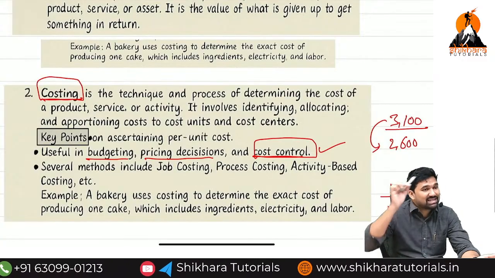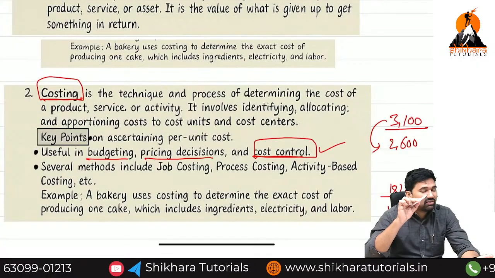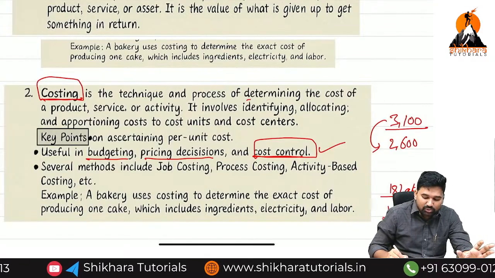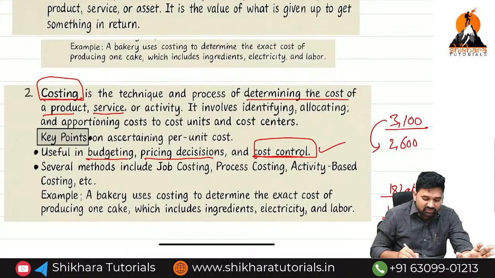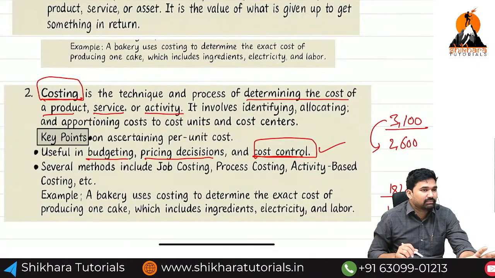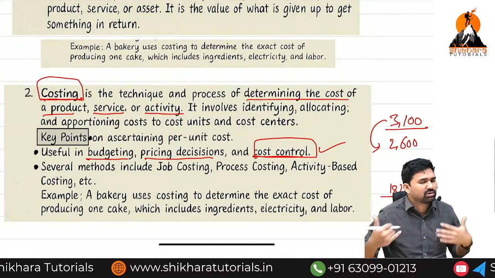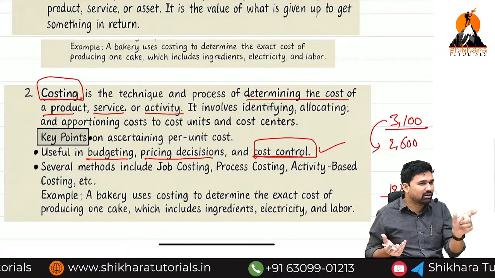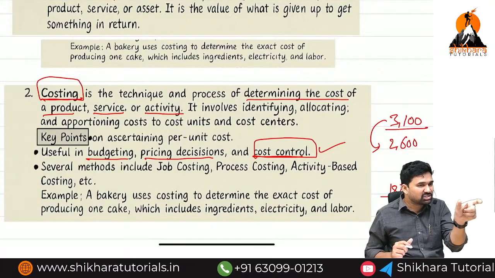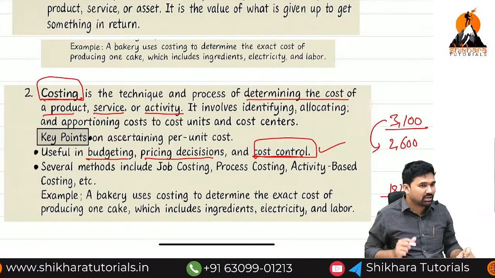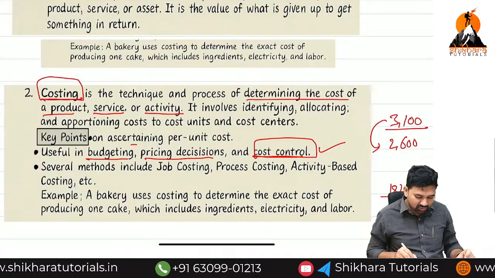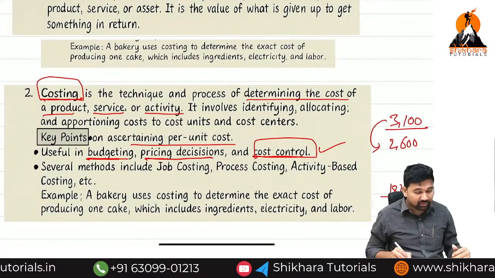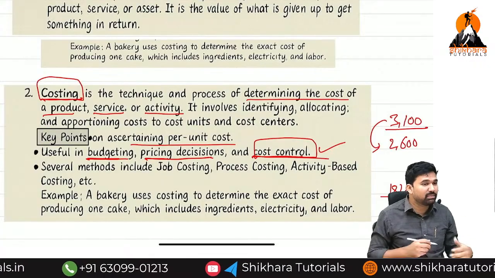So costing is a science where a bunch of techniques are available to determine the cost of a product, the cost of a service, or the cost of an activity. Sir, after determining the cost of a product or service, what am I going to do? You will have full clarity about the costing structure of your products and services, so that you can offer discounts, plan budgeting accordingly, take pricing decisions, and implement cost control also.